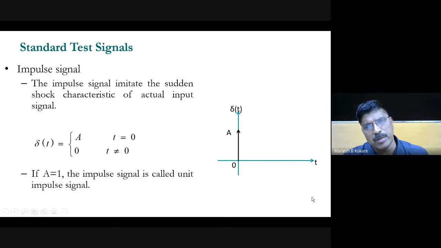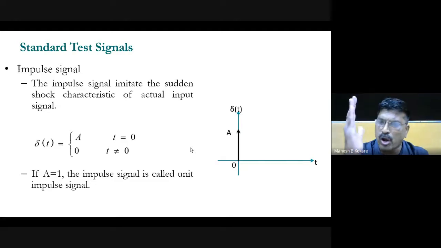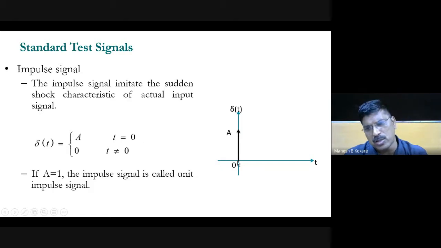This impulse signal is a unit impulse when its magnitude A is equal to 1. I hope you have understood what a unit impulse signal is and where it is used. For the real world, it signifies a sudden shock or sudden jerk. It is represented as delta t equal to A when t is equal to 0, and the rest of the time it is 0. When A is equal to 1, it is called a unit impulse signal, and this unit impulse signal is used to find the transfer function of an unknown system, right?